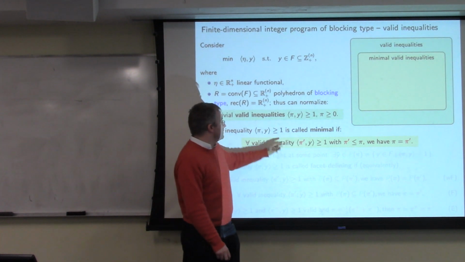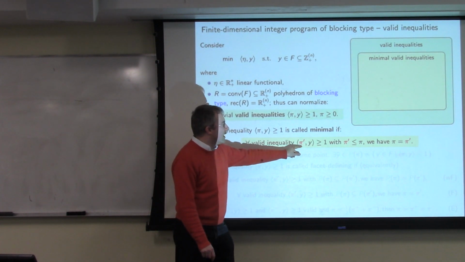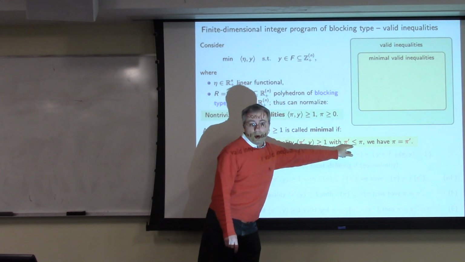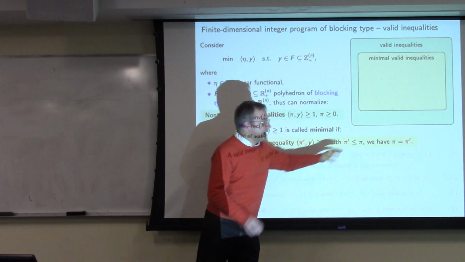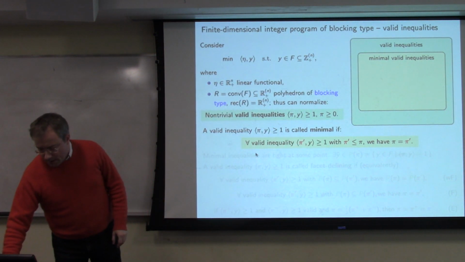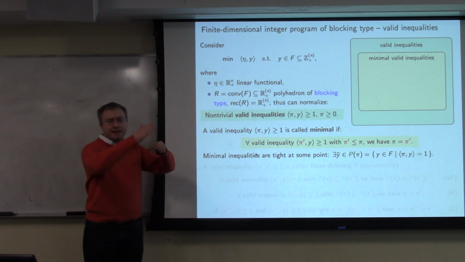So whenever pi y greater or equal to 1 is minimal, whenever I see a pi prime y greater or equal to 1 with pi prime less or equal to pi in all coordinates, then actually these two were the same. That's the formal way to say it. And then we can see that if you are minimal, then you have to be tight at some point.